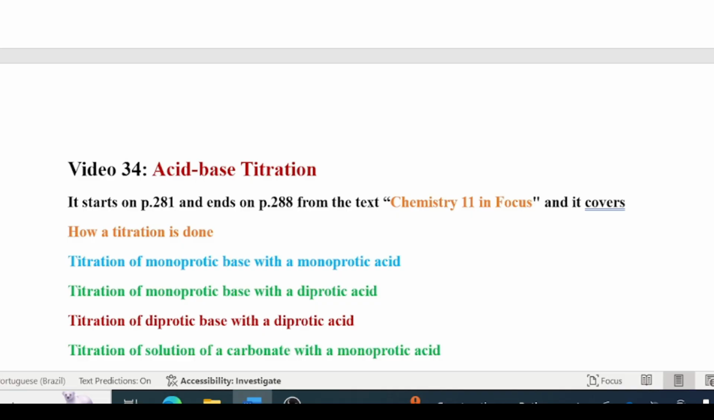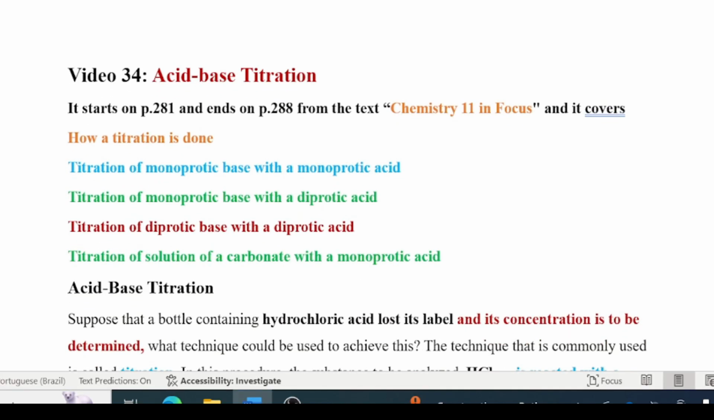Our lesson today deals with acid-base titration, and we'll be explaining to you how a titration is done, and also to teach you how to do calculations involving titration of a monoprotic base with a monoprotic acid, titration of a monoprotic base with a diprotic acid, titration involving a diprotic base with a diprotic acid, and titration of a carbonate solution with a monoprotic acid.